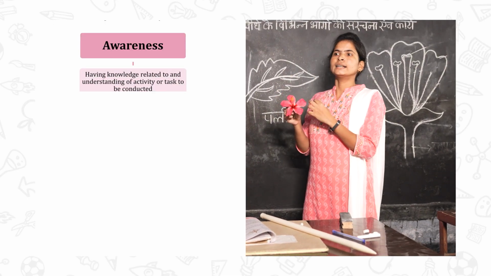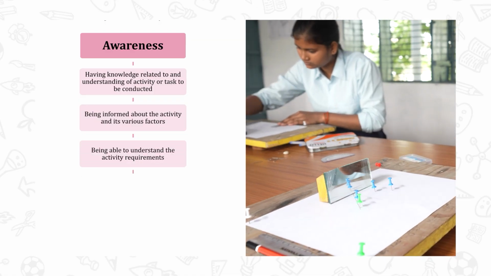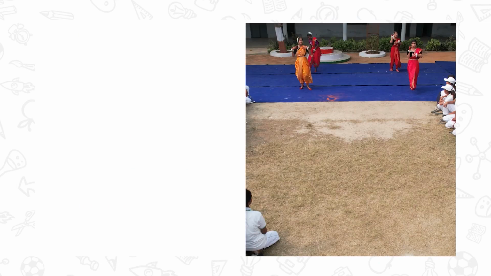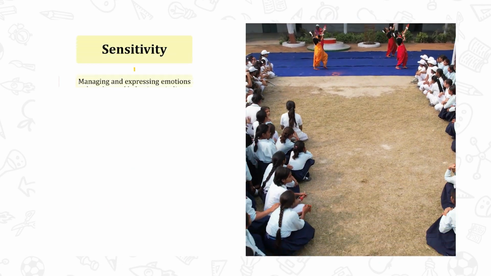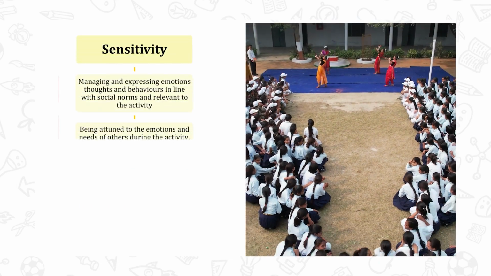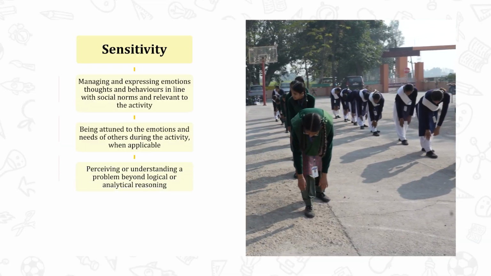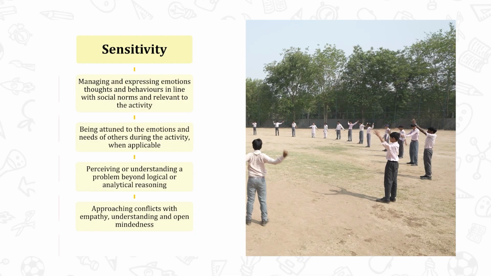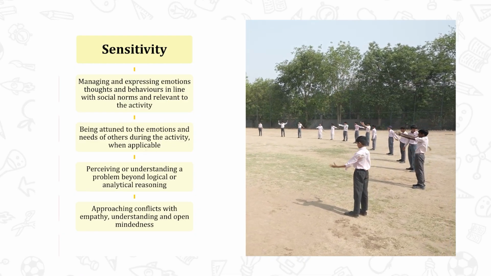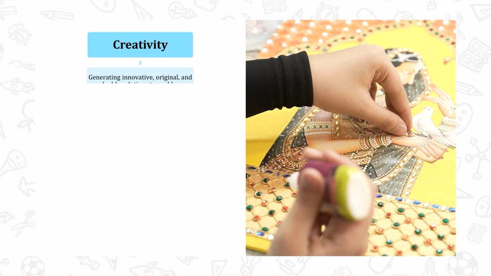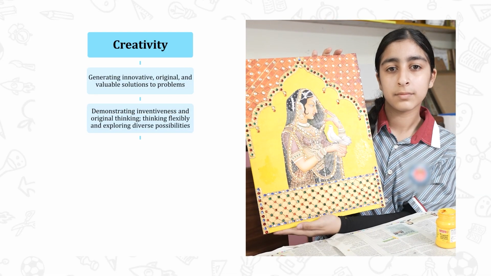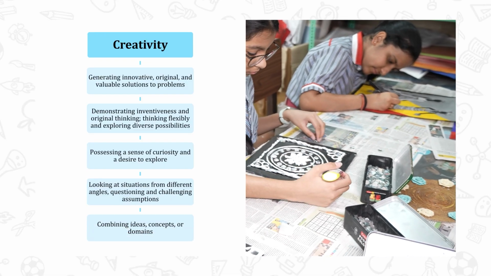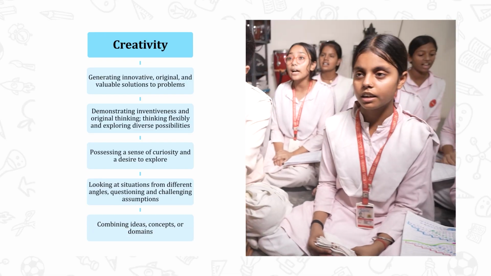Awareness is related to having knowledge of the activity, being attentive, perceptive, and fully engaged in the activity. Sensitivity is all about managing emotions, thoughts, and behavior, being attuned to the emotions and needs of peers during the activity, and approaching conflicts with open-mindedness and empathy. Generating innovative, original, and flexible solutions to problems is at the heart of creativity. Looking at a situation from different angles is also an important aspect.